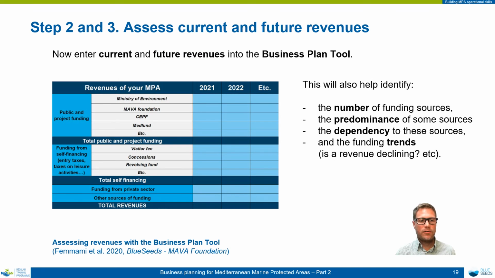Now that you've identified your current and future types of revenues, you can enter them into the business plan tool as you did earlier for the cost assessment phase. And this will help identify the number of funding sources, the dominance of certain types of incomes, and the dependency you have to these sources. It will also help identify the funding trends. For example, is a revenue declining over time or not?